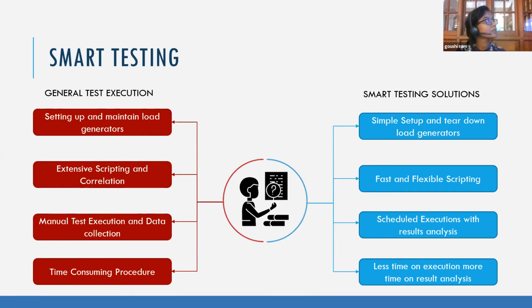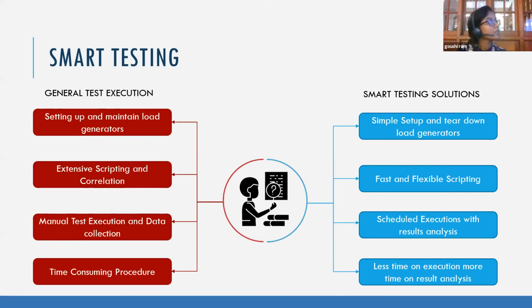The next thing that we focus on is extensive scripting. We can reduce the time that we spend on extensive scripting using a fast and flexible scripting mechanism. For this, we can use record and playback. We can even use simplified correlation techniques, which depend on the tool that we select. Also, we can use a tool that is applicable for a requirement. So choosing an appropriate tool also reduces the time that we spend on scripting.